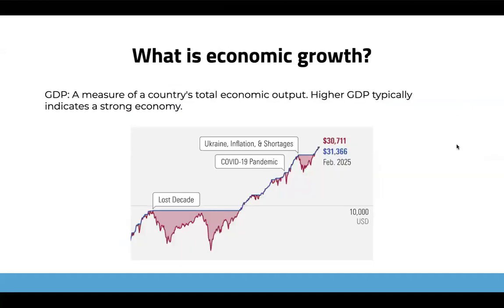So then we talk about economic growth a lot. Let's talk about how to measure economic growth. We usually measure economic growth with GDP, which is a measure of a country's total economic output. So everything that everyone sells, exports, produces, all added up together. And usually, the higher the GDP, the stronger the economy.